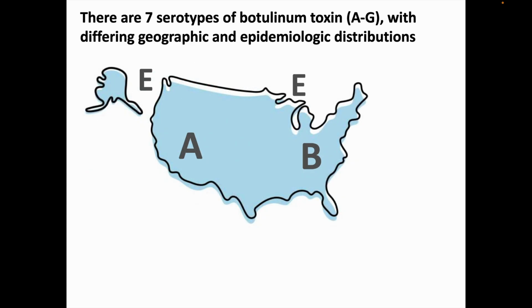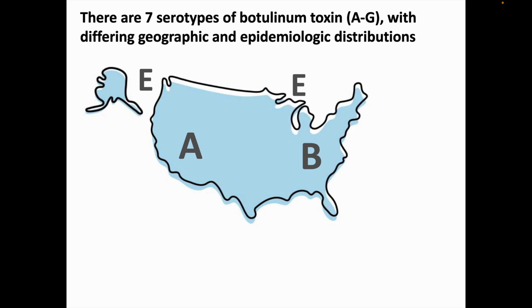There are 7 serotypes of botulinum toxin, identified by the letters A through G. All of the toxin serotypes can cause botulism, but an antibody against one serotype only works against that specific serotype. And these serotypes have differing geographic and epidemiologic characteristics.